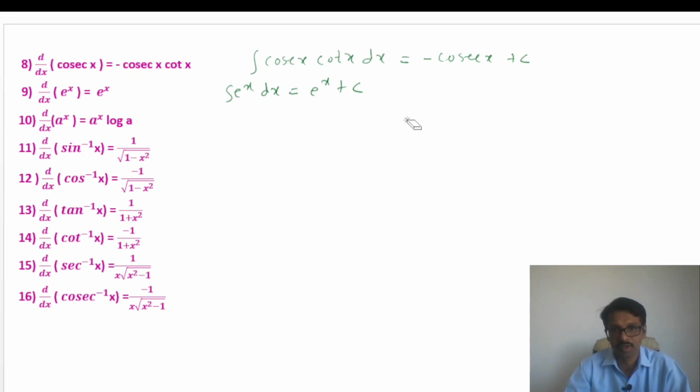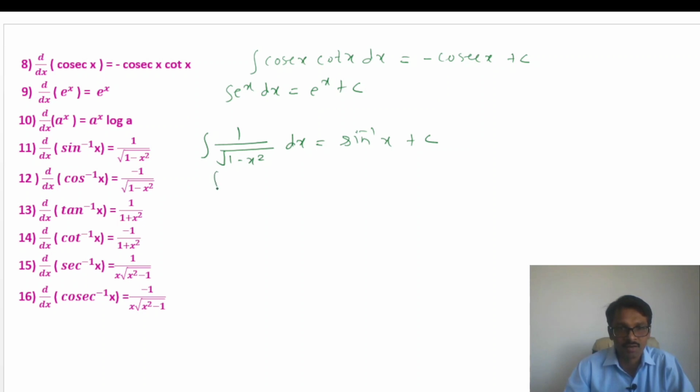Now next is the sine inverse. We know the derivative of sine inverse x is 1 upon under square root 1 minus x square. If you try the integration of 1 upon under square root 1 minus x square with respect to x, we get sine inverse x plus c. The integration of minus 1 upon root 1 minus x square with respect to x gives cos inverse x plus c.